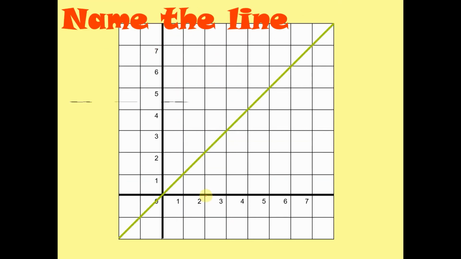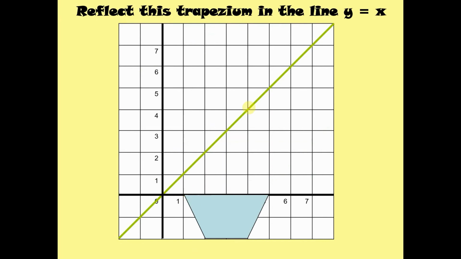Now, as we have seen before, this line is called y is equal to x, and the other line is called y is equal to minus x. And now we're going to reflect in these lines. So we need to reflect this trapezium in the line y is equal to x. We know that the image is going to be somewhere here on this side, so at least we have an idea of where the image is coming.